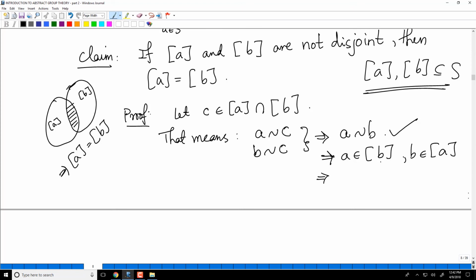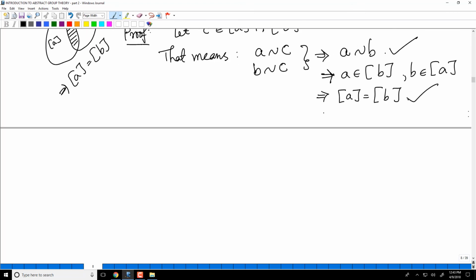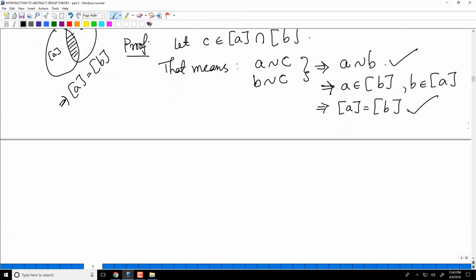So A is in the equivalence class of B, and B is in the equivalence class of A. That means if some other element D is equivalent to A, then it's equivalent to B also, so it's in B. If it's equivalent to B, it's equivalent to A also. So this is fine. This proves that if two equivalence classes are not disjoint, then they are equal. They are exactly identical. So this proves the claim.